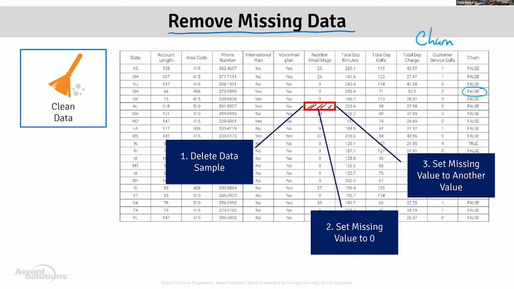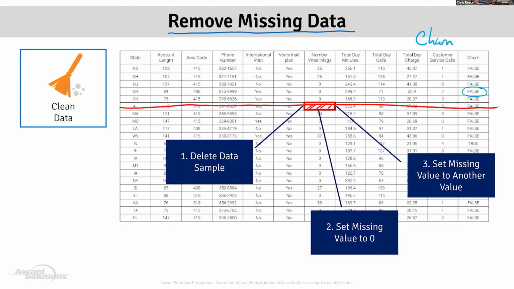The first approach is I could delete the data sample altogether. The reason that this is a valuable thing to consider is that I'm removing any bad data from my set. But as you can imagine, the other side of that is I'm removing data from my data set. And that may not be good, especially if I have a small amount of data. So first I can delete that data sample.